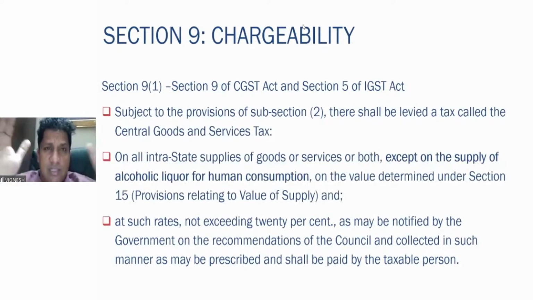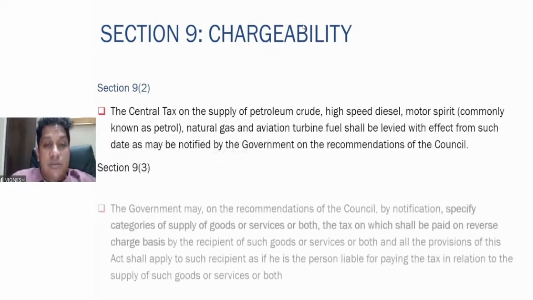That is, you have to levy the tax on these particular items other than alcoholic liquor for human consumption on the value determined under section 50, right? At such rates not exceeding 20%. I hope this point also is clear. That is your chargeability section.